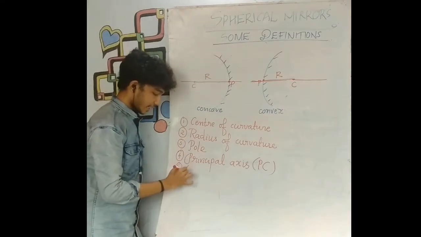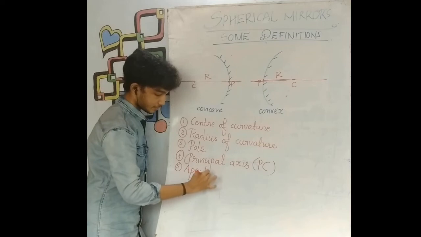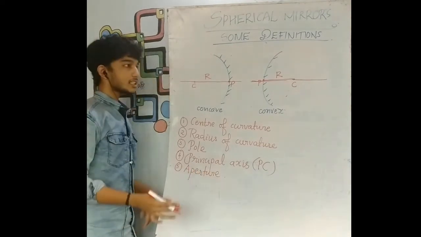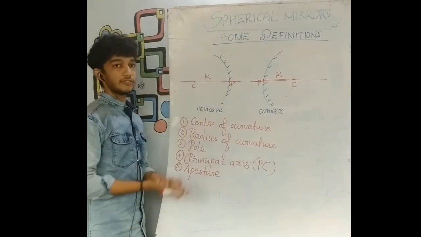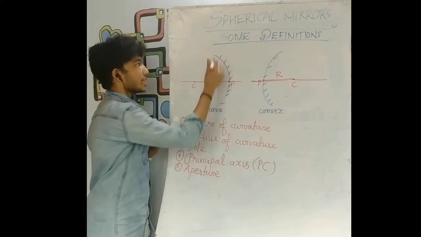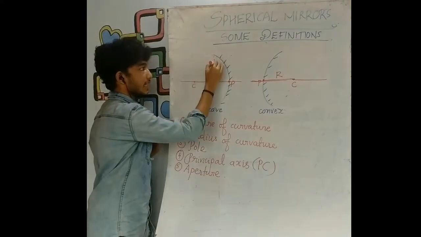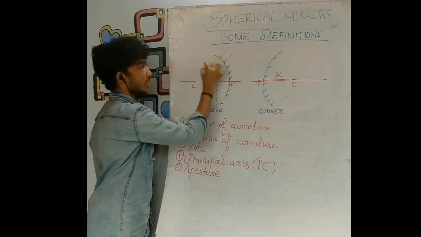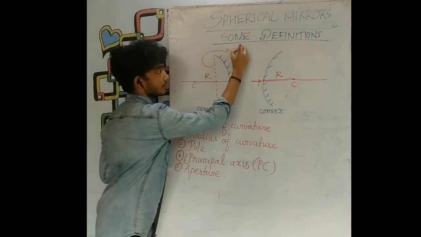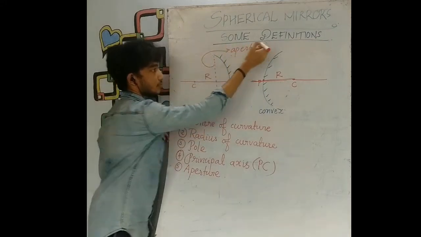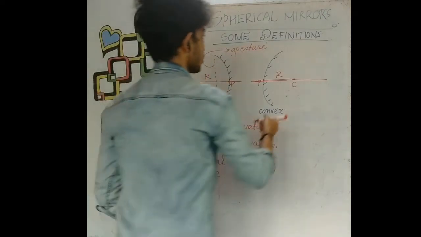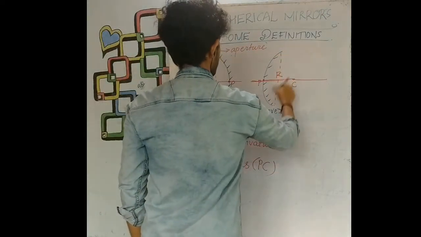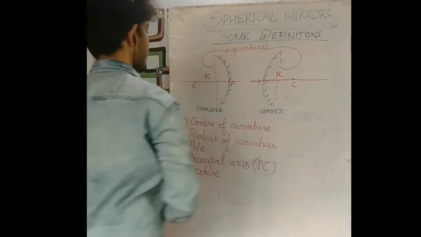Next term let us have, that is the aperture. Aperture means the diameter of the reflecting surface. In the case of concave mirror, this is the reflecting surface and the diameter of the reflecting surface is known as aperture. And in the case of convex mirror also, the diameter of the reflecting surface is known as aperture.